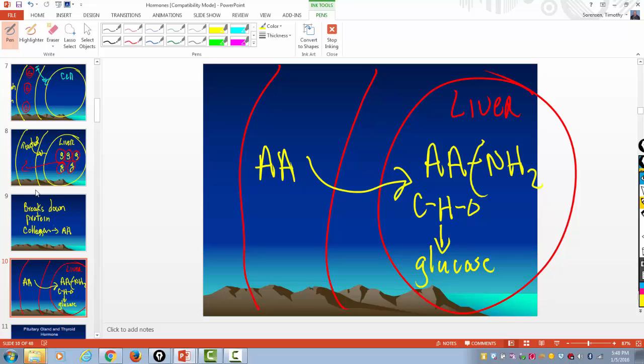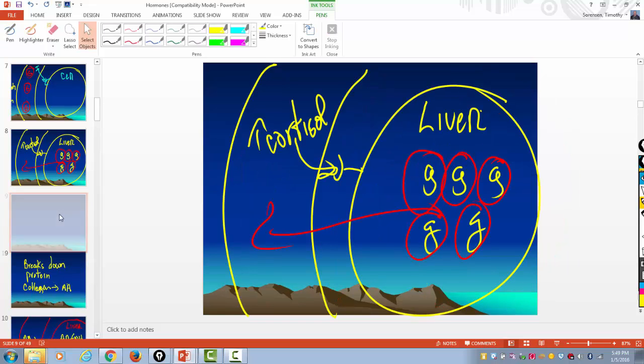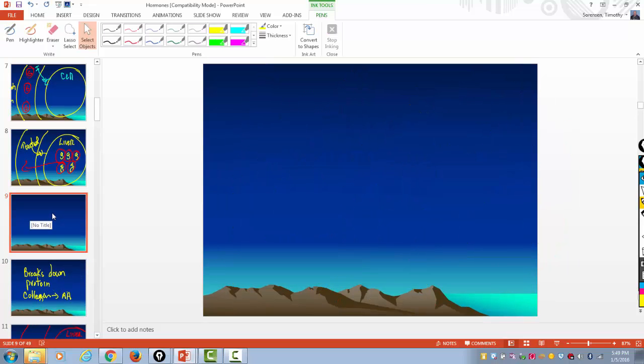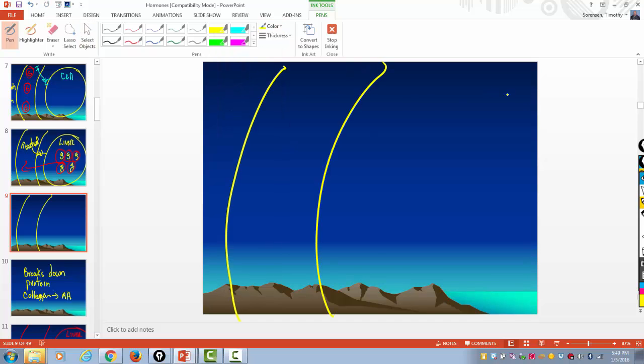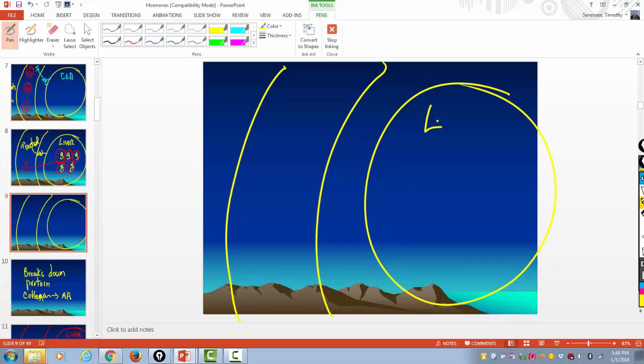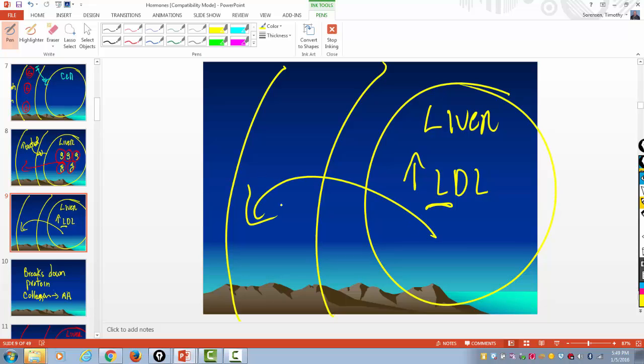Cortisol also, in the liver again, what does the liver produce? The liver produces cholesterol. So what the liver does is it increases the production of LDL cholesterol, the lousy cholesterol. So cortisol increases that and dumps it into the blood. That's why a lot of your patients who are on steroids, their blood sugar is elevated and their bad cholesterol becomes elevated.